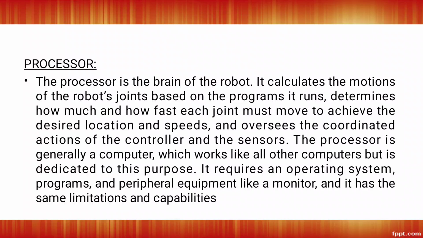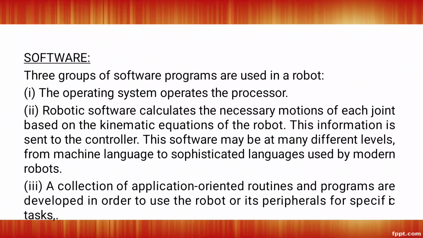It is the brain of the robot. It calculates the motion of the robotic joints based on the program it runs, and determines how much and how fast each joint may move. The processor is generally a computer which works like all computers but is dedicated to this purpose. Next is software. The robot takes action according to the predetermined software. Certain programming languages are used to program our robot.